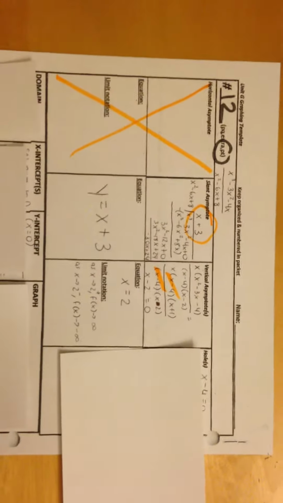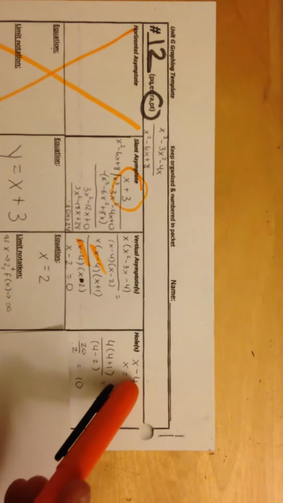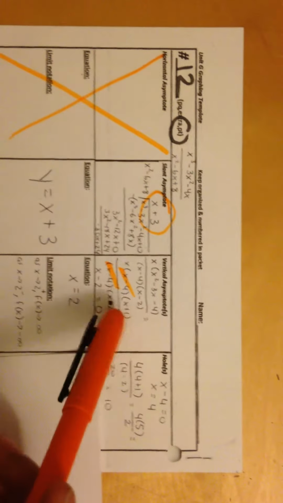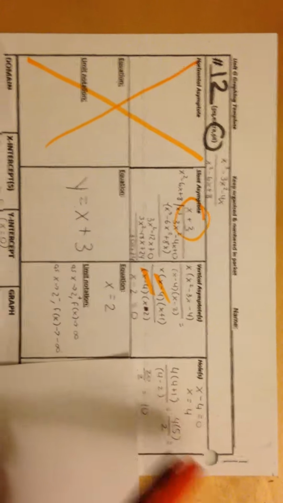Okay, so going back to the x minus 4, we know that we have a hole because these two cancel out. So we set that equal to 0 as well, so x equals 4. And we plug 4 back into the simplified equation, which is x times x plus 1 over x minus 2. So we get 4 times 5 over 2 equals 20 over 2 equals 10. So our point would be (4, 10), and that's our hole.